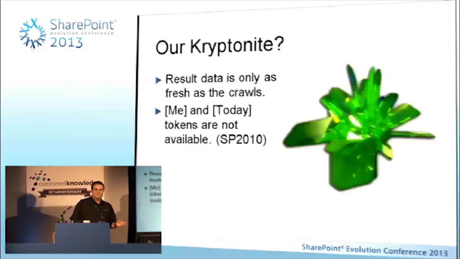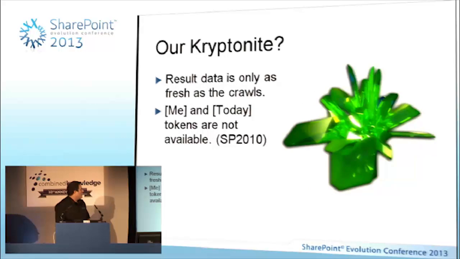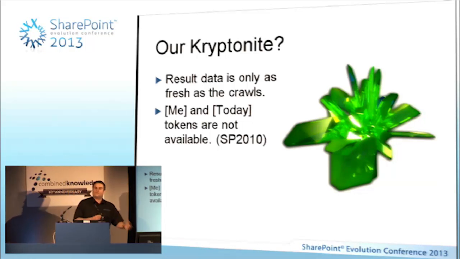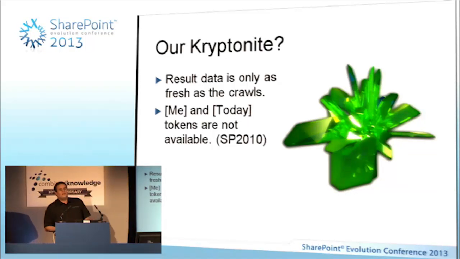But every hero has his kryptonite. So your result data is only as fresh as your crawls. So obviously, if we're doing incremental crawls every 2 hours, the most fresh result you're going to get can be 2 hours old. The other restriction we had, and this only applies to 2010, is the me and the today tokens that you can use in the content query web part. They're not available to you in the search web part unless you extend. Now, I have a lot of clients where we have had to extend the search web part to include that functionality.